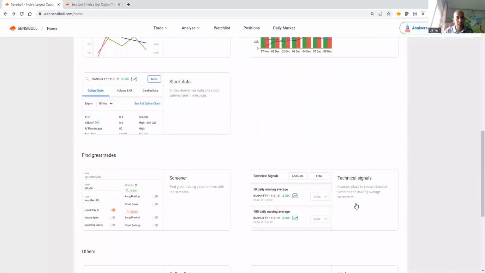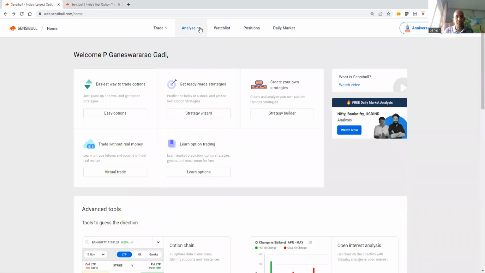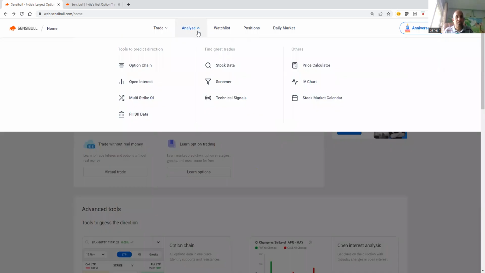Yeah, I told you, right? One is how we can see, yeah, I'll tell you, the Analysis tab. Suppose, yeah, I think I covered, right? Option signals I covered, open interest I covered, and FII DII data I covered. Now stock data. Let me open stock data.